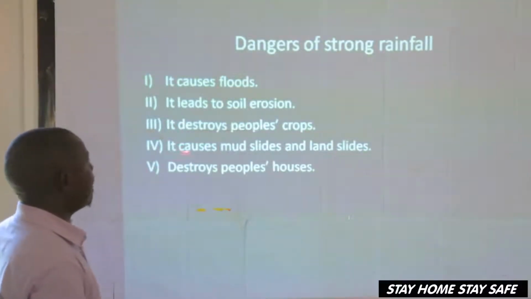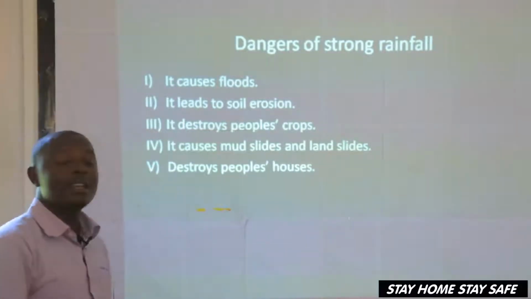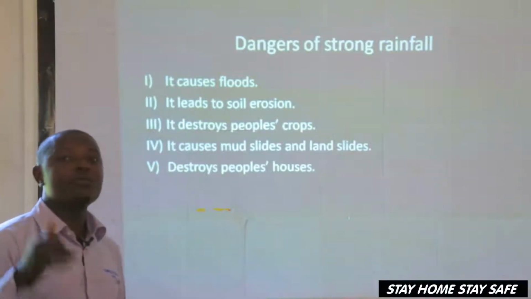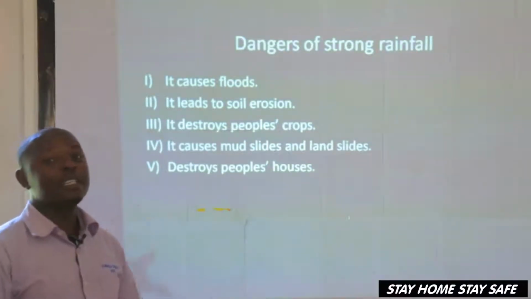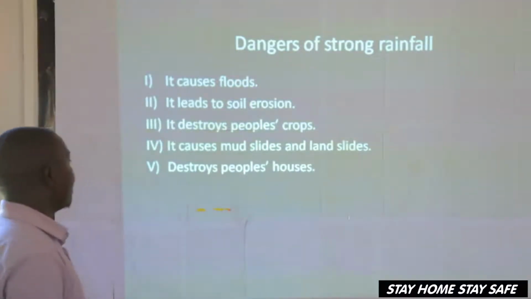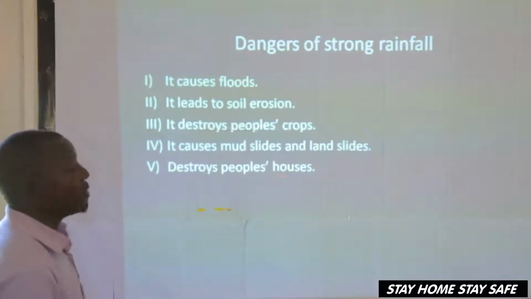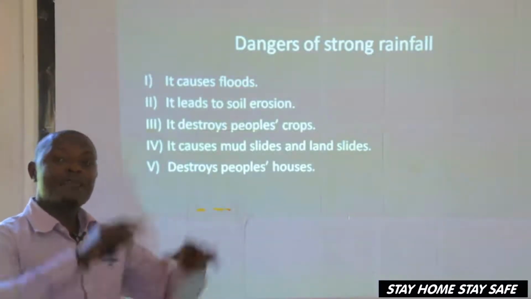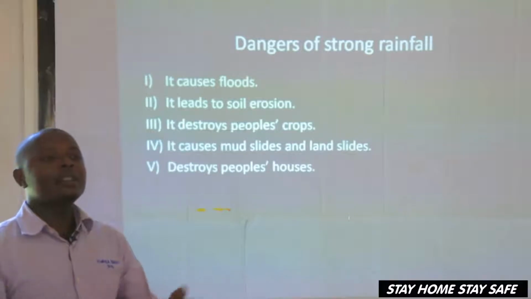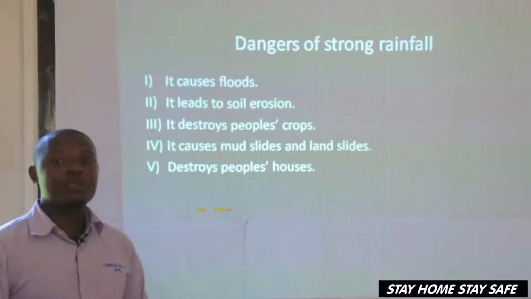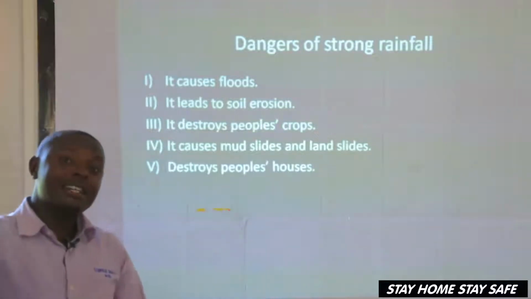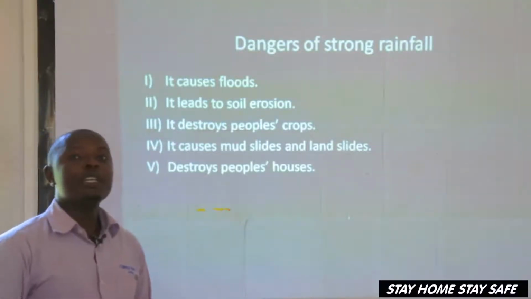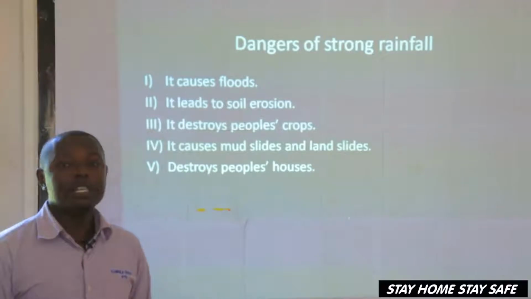And another one, it causes mudslides and landslides, like those ones that were in the district called Bududa, where people died because of mudslides. The other thing, it destroys people's houses. There are very many dangers of too much rainfall, but those are the few that I have come up with. You can get others and add in your book. You will be rich in knowledge.